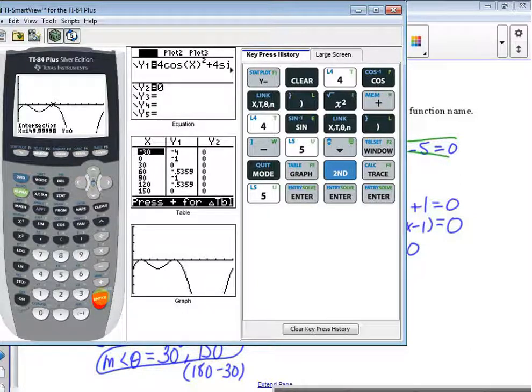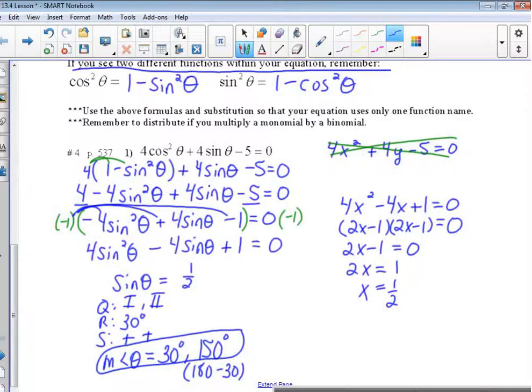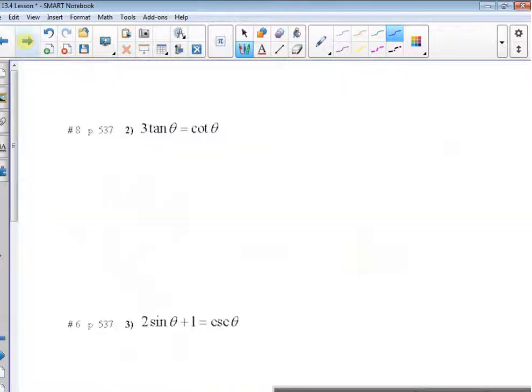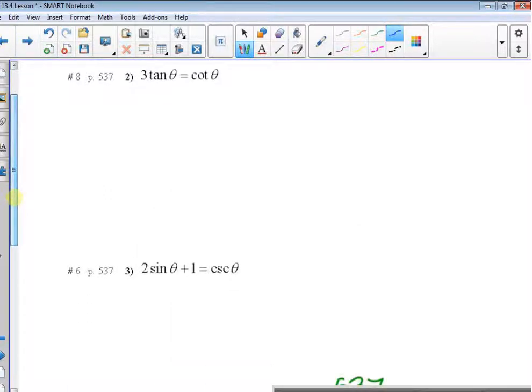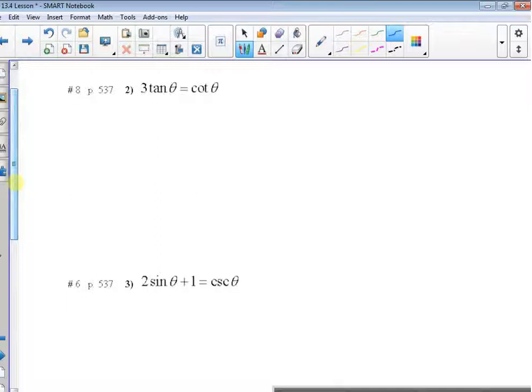And there it is, 149.99999, but that's really 150. So we are correct. Next one, next page. So we have 3 tan equals cotan.